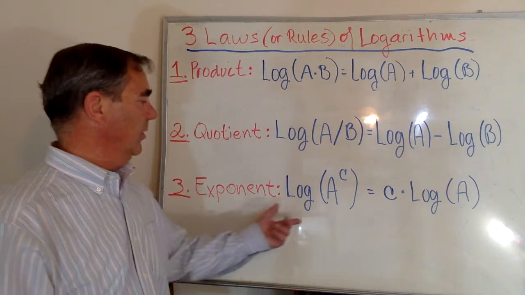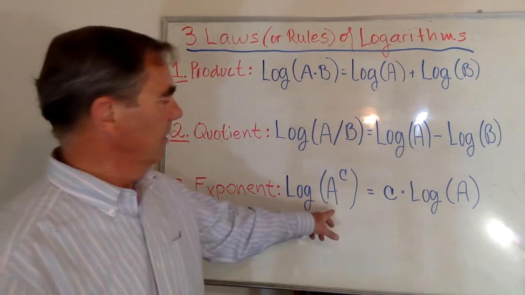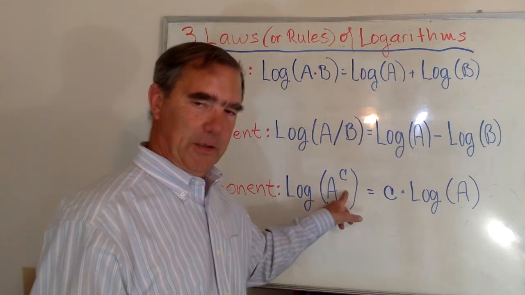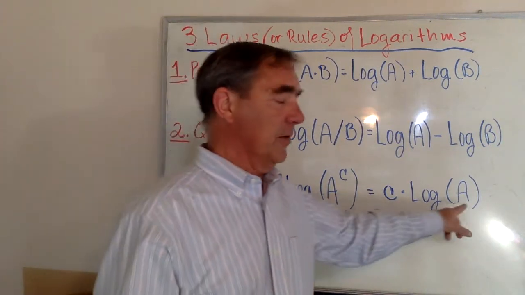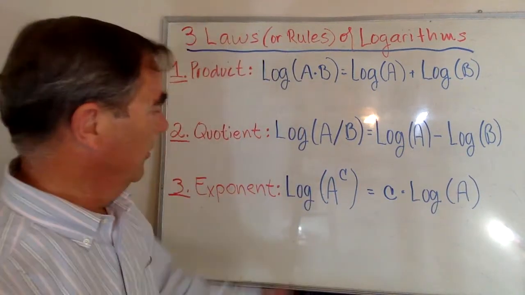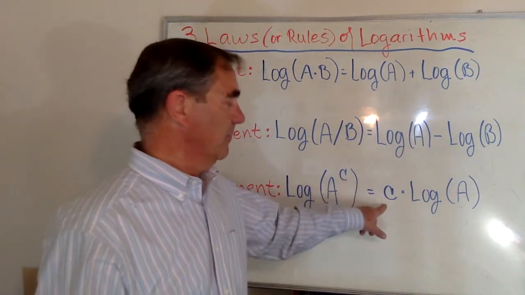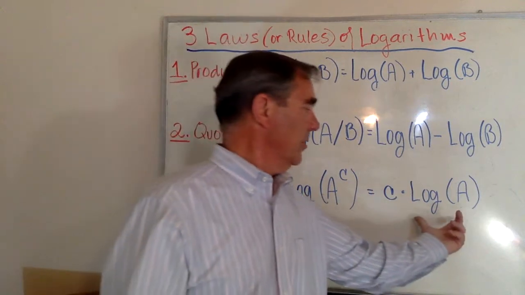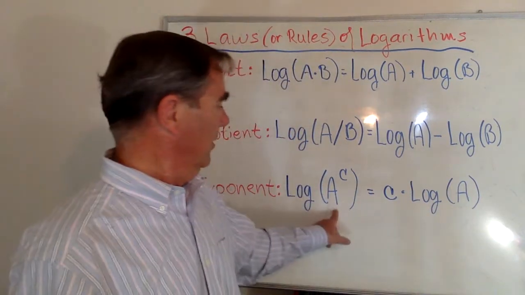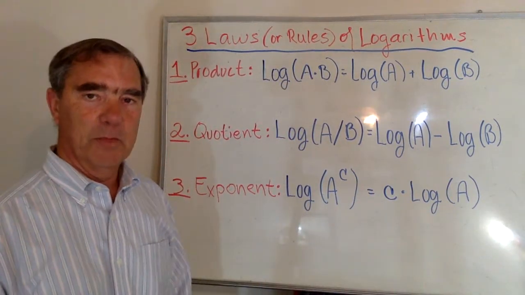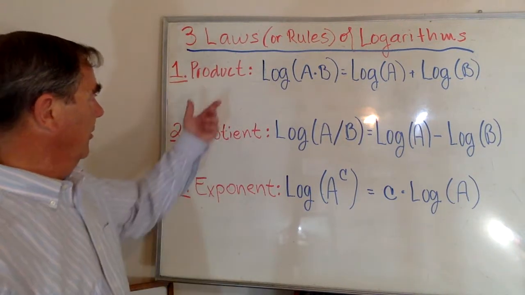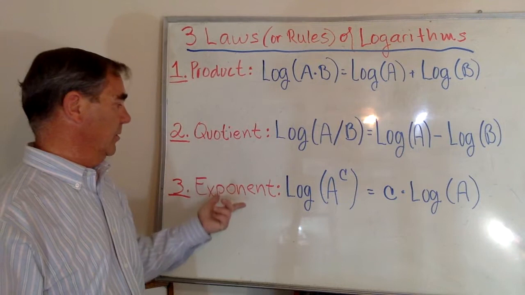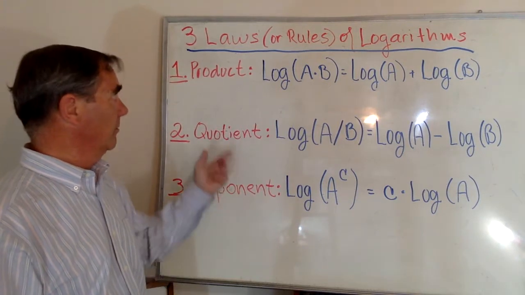The exponent rule says that the logarithm of a number raised to an exponential value is equal to that exponential value times the logarithm of a. Simply take the exponent, put it in front of the expression, and multiply it times the logarithm of the original number. So those are the three rules of logarithms: the product rule, the quotient rule, and the exponent rule.